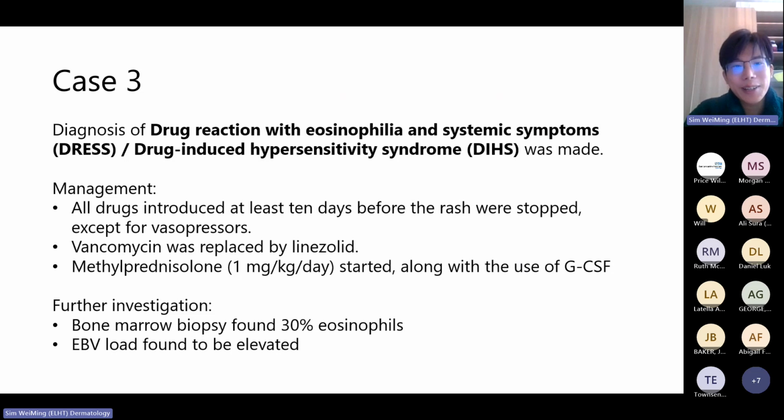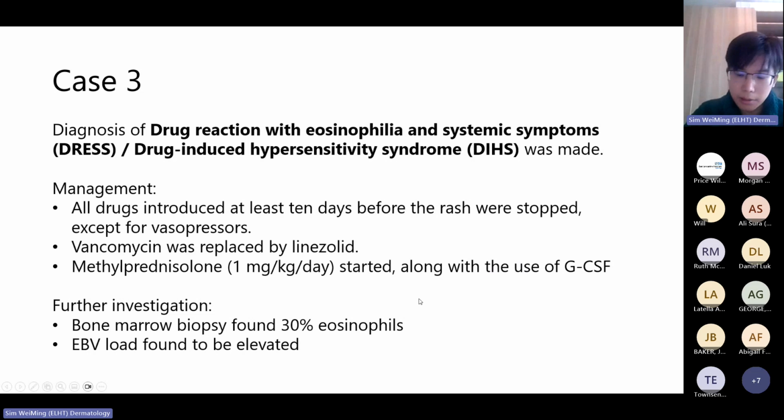So a diagnosis of DRESS or DIHS was made. DRESS stands for drug reaction with eosinophilia and systemic symptoms, and DIHS stands for drug-induced hypersensitivity syndrome. What they did was stop all the drugs that were introduced at least 10 days before the rash, except for the vasopressors. Vancomycin was replaced by linezolid, and they gave methylprednisolone. Then when they did further investigations, they found 30% eosinophils in the bone marrow, which is in keeping with drug reaction with eosinophilia and systemic symptoms.